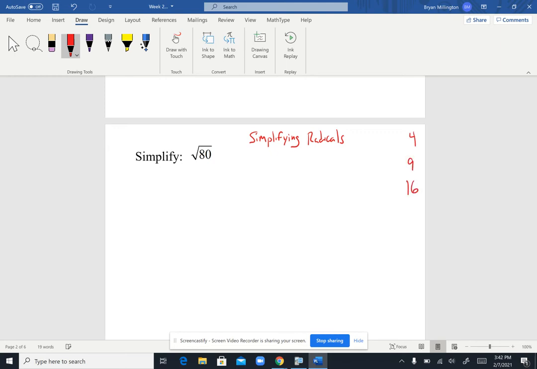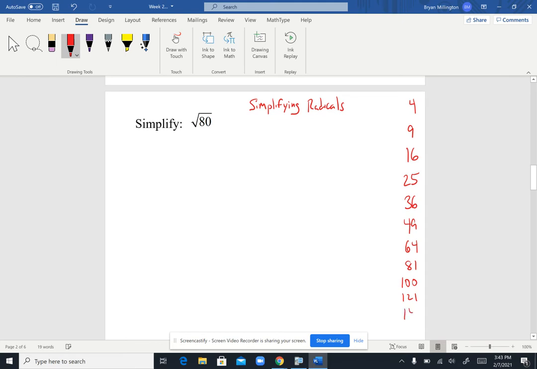All of these numbers that we get when we square numbers. You could keep going higher, right? You could say 12 times 12 is 144. But anyways, the process here is you want to find the biggest one possible that goes evenly into 80.